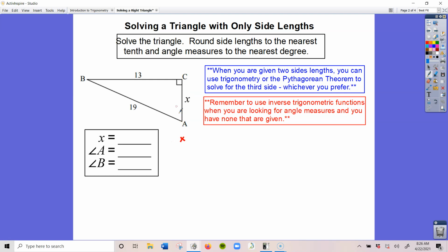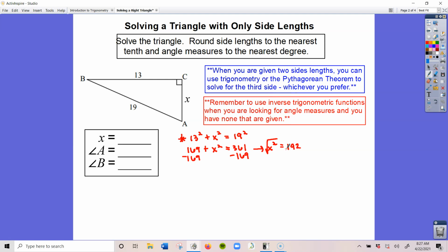So that means that your legs squared added together has to equal the hypotenuse squared. So 13 squared plus x squared is going to equal 19 squared. 13 squared is 169. Plus x squared is equal to 19 squared, which is 361. Subtract the 169, and I get that x squared is equal to 192.